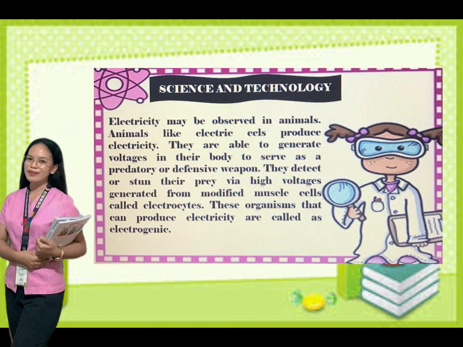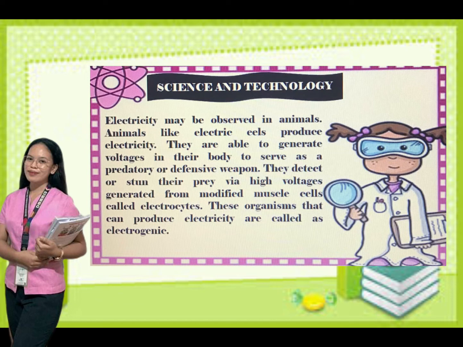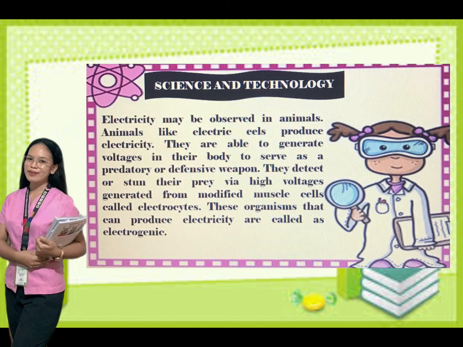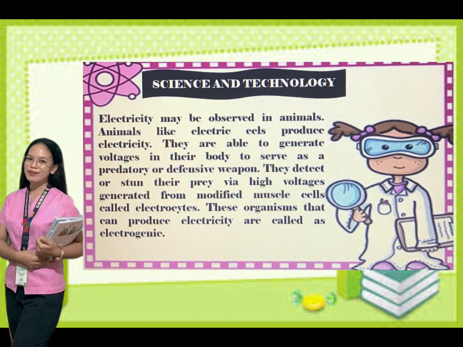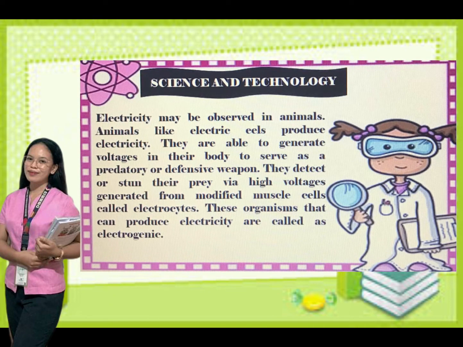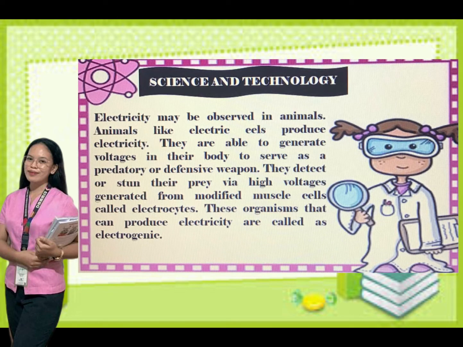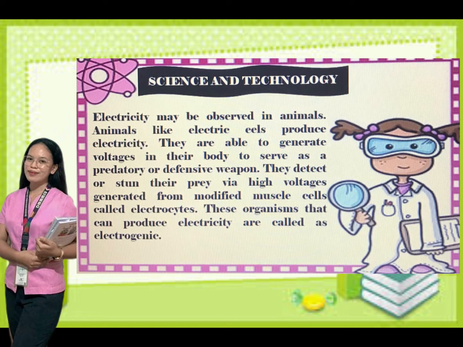Another thing is about science and technology, which is that electricity may be observed in animals. Animals like electric eels produce electricity. They are able to generate voltages in their body to serve as a predatory or defensive weapon. They detect or stun their prey via high voltages generated from modified muscle cells called electrocytes. These organisms that can produce electricity are called electrogenic.